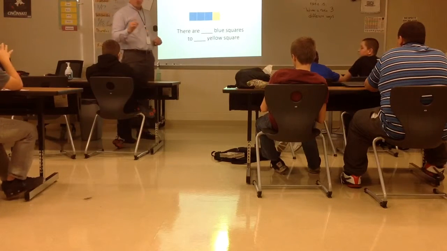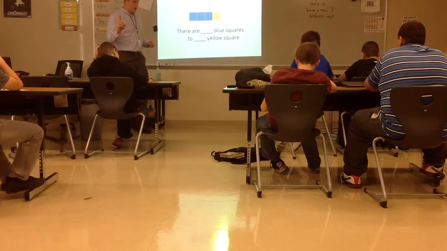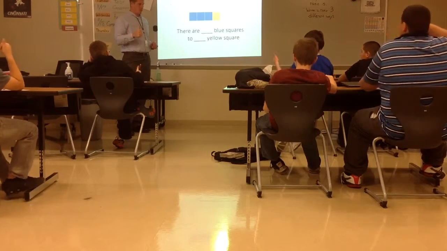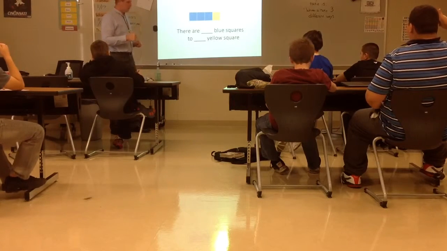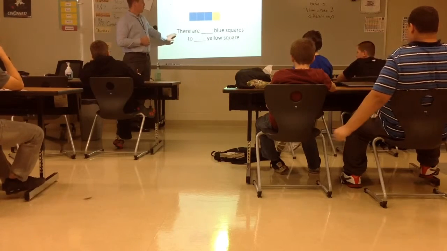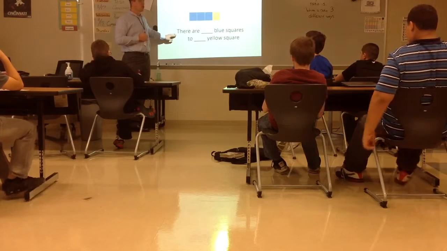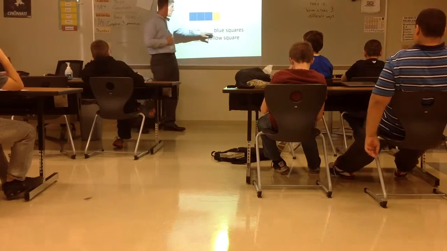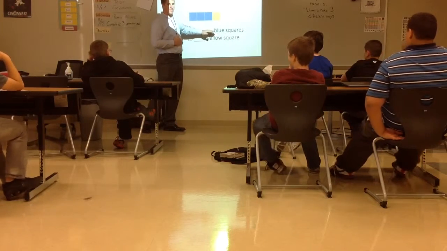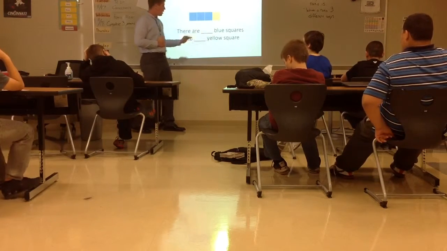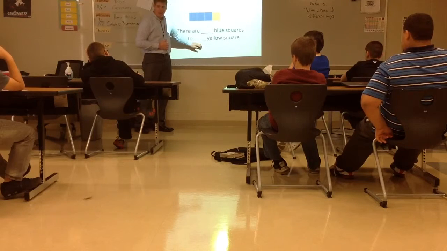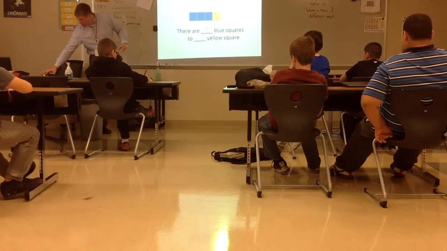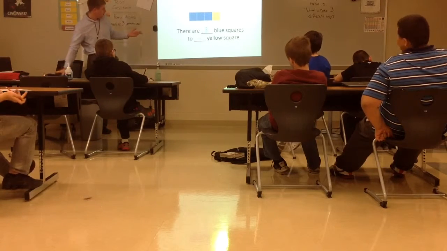Everyone good? Thumbs up if you're good. Okay, awesome. So let's first answer as a class. How many blue squares are there? 3. Okay? And if you look, it says blue squares. So that's what we're answering first. There are 3 blue squares. Then, as a class, how many yellow squares are there? 1. So if you look, simple as 3 and 1.